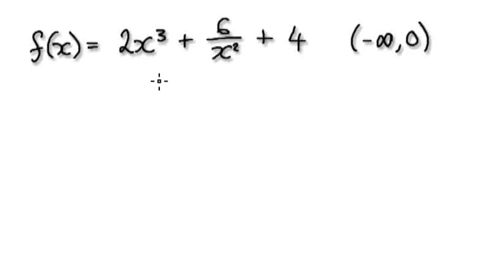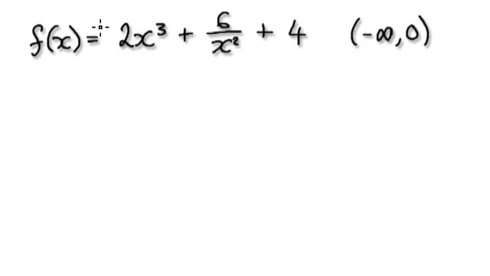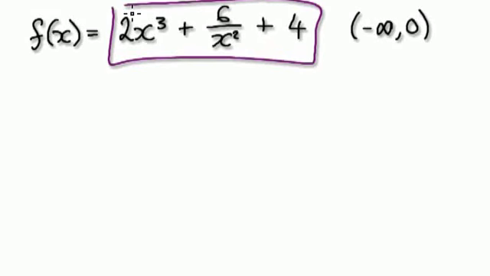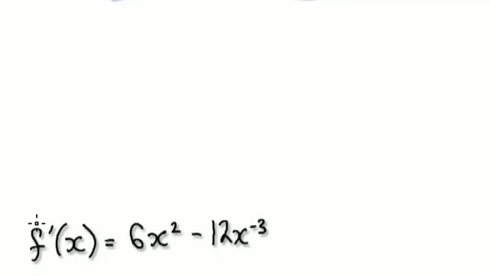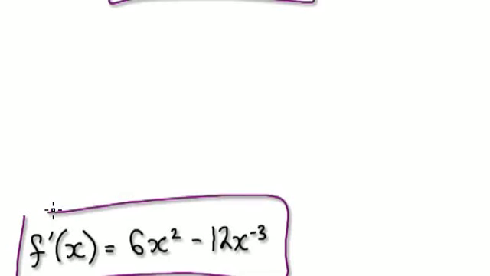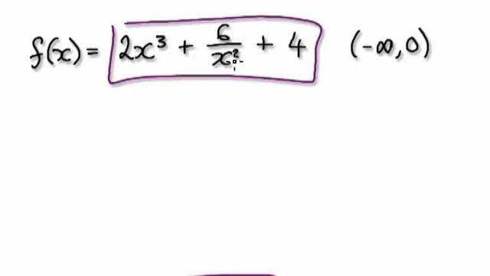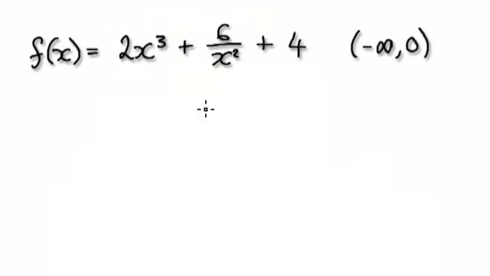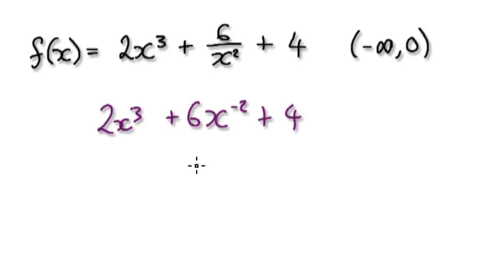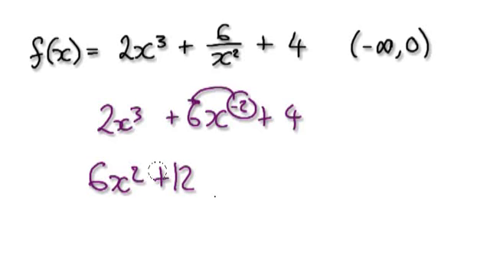Okay, so to do this, differentiate it. So differentiate this. It will then give you this. Okay, because hang on. So when you differentiate this, maybe rewrite this as 6 times x to the power of minus 2. Okay, so now you can differentiate it. So this becomes 6x squared. This becomes, well, this. Minus 12 x to the power minus 3, and then you have a constant here.